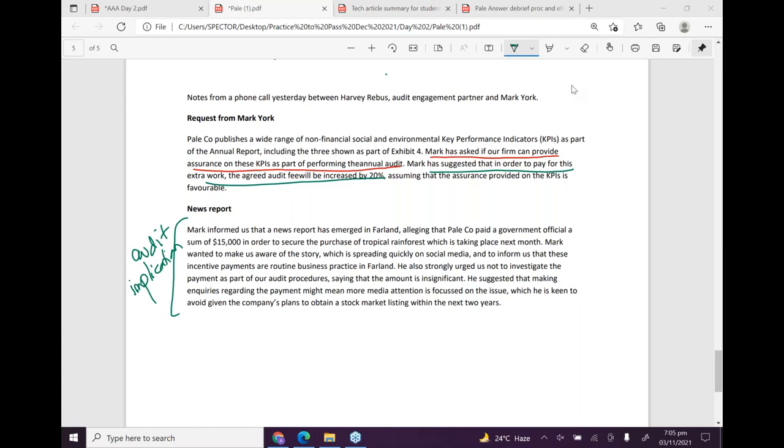So I've gotten, okay, I'll just summarize. 1 mark for saying self-interest due to the fee related to the additional assignment. 1 mark for self-interest related to contingent fee. 1 mark for saying it's not allowed. The contingent fee is not allowed for audit, I think, and 1 mark for saying you cannot tell the auditor what to do. That's intimidation, and that really is not allowed or permitted.